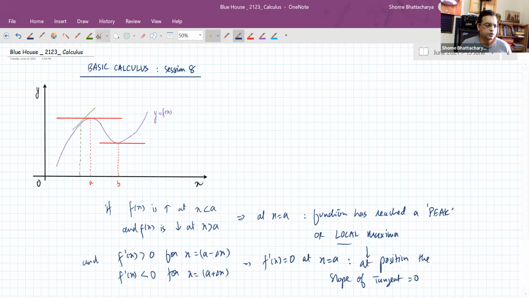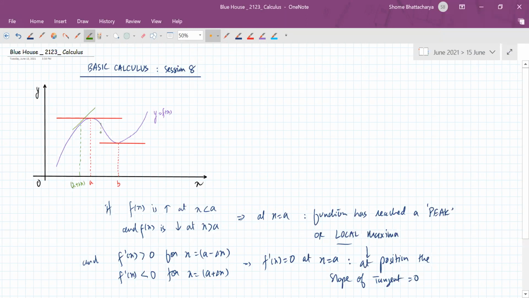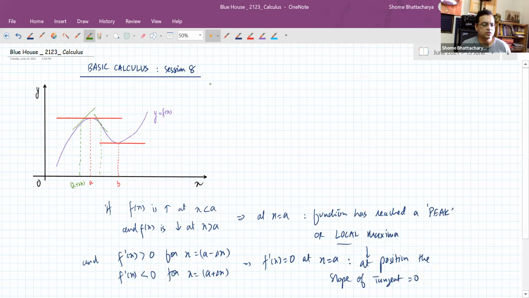So at this point you can see the slope is positive at x minus delta x, and similarly if I draw a point after, then the slope is negative. But at x equal to a you can see the slope is 0. So that becomes the property of the local maximum.